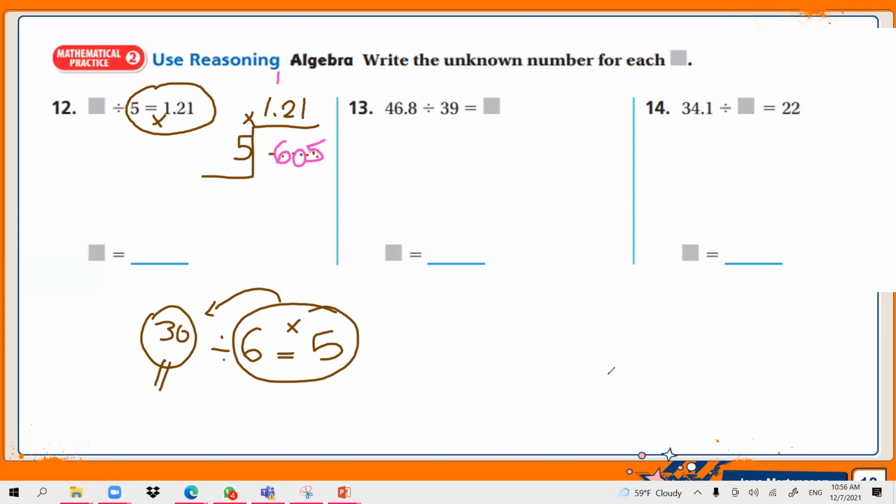After how many digits, sorry, will you put the decimal point? Okay, with how many digits? 1, 2. So how many digits? Yes, it will be here. So the unknown number is 6.05. Thank you, Lana.